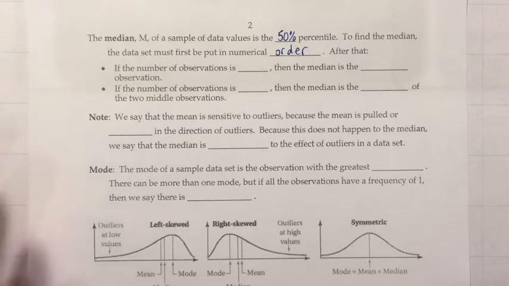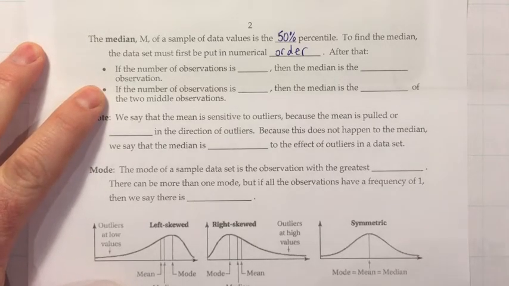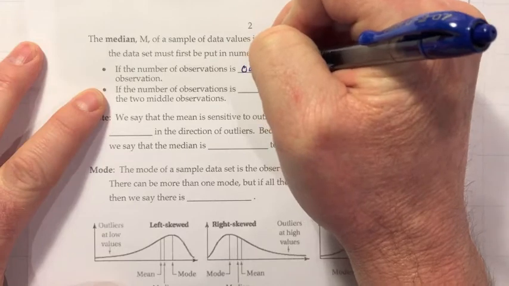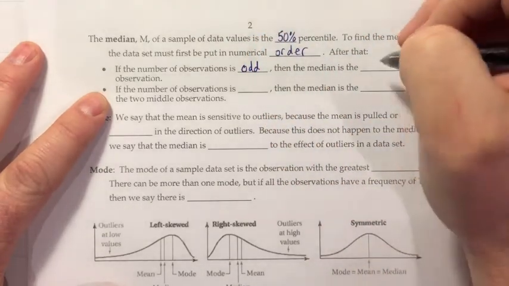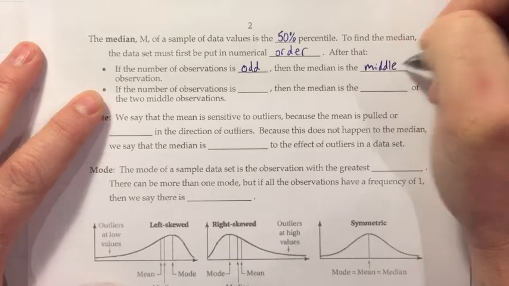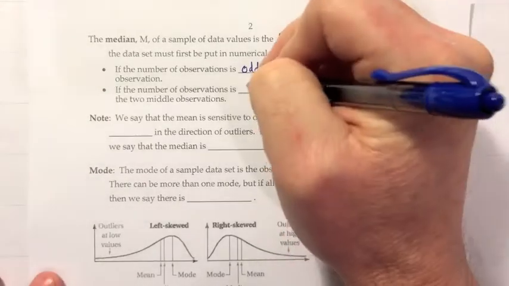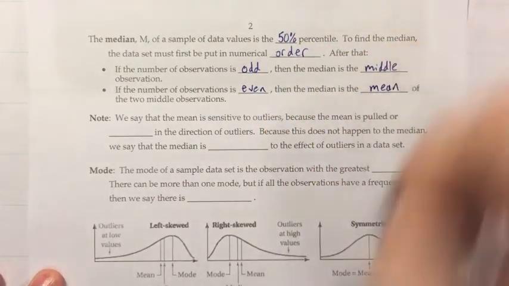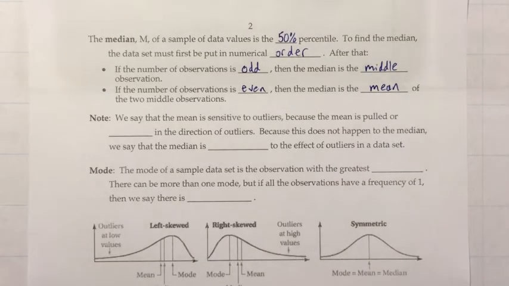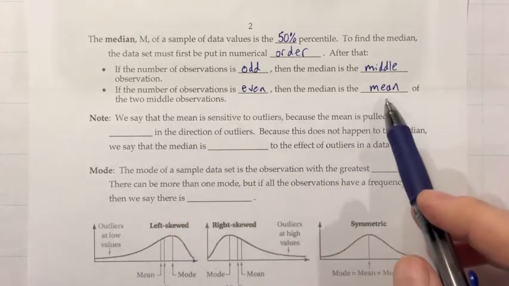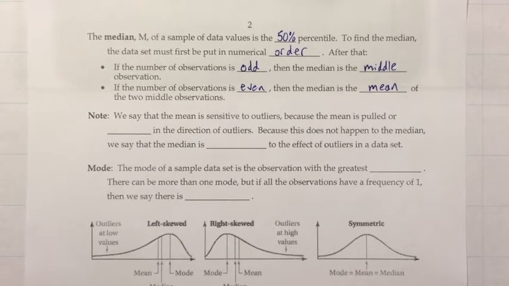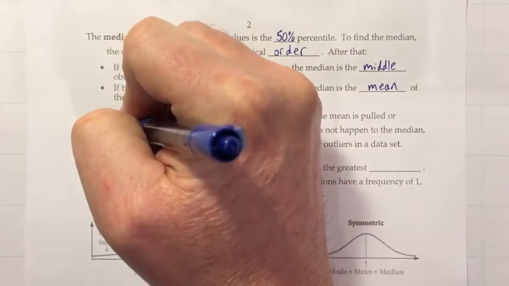But after you put it in order, then how you find the median depends on whether you have an odd or an even amount of values. So if the number of observations is odd, which is the example we saw on the previous page, then the median is the middle observation. And if the number of observations is even, then the median is the mean of the two middle observations. So when you have an even list, and we'll see that on the next page, there's not a true middle, but there will be two that are kind of tied for the middle, and we'll average those or take the mean of them. And then we say that the mean is sensitive to outliers because the mean is pulled or skewed in the direction of those outliers.